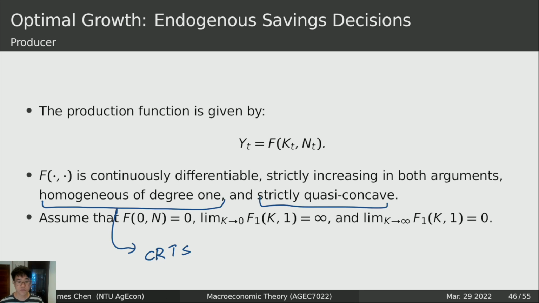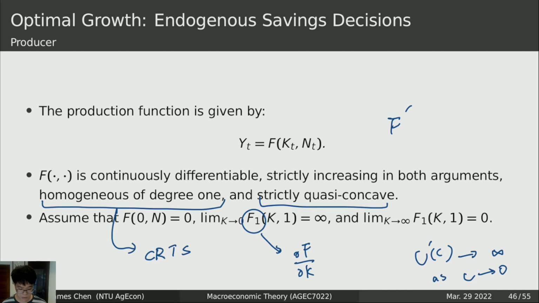Okay, and we assume that if k is 0, the production is 0. If k goes to 0, and this f1 means the derivative of f with respect to the first argument, that's k. So f1 is the partial of f with respect to k. The partial derivative goes to infinity if k goes to 0. That's similar to the assumption that u prime of c goes to infinity as c goes to 0.